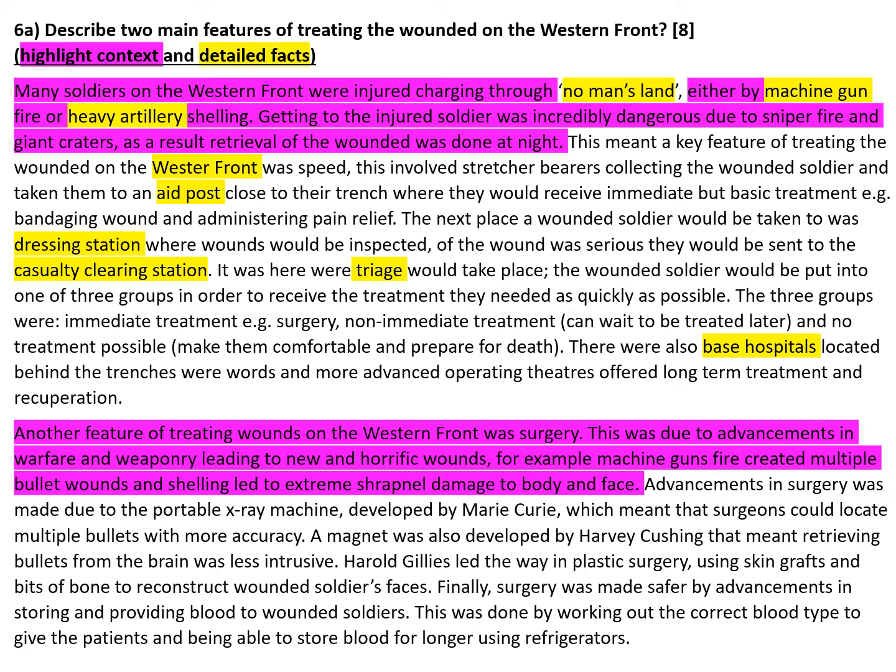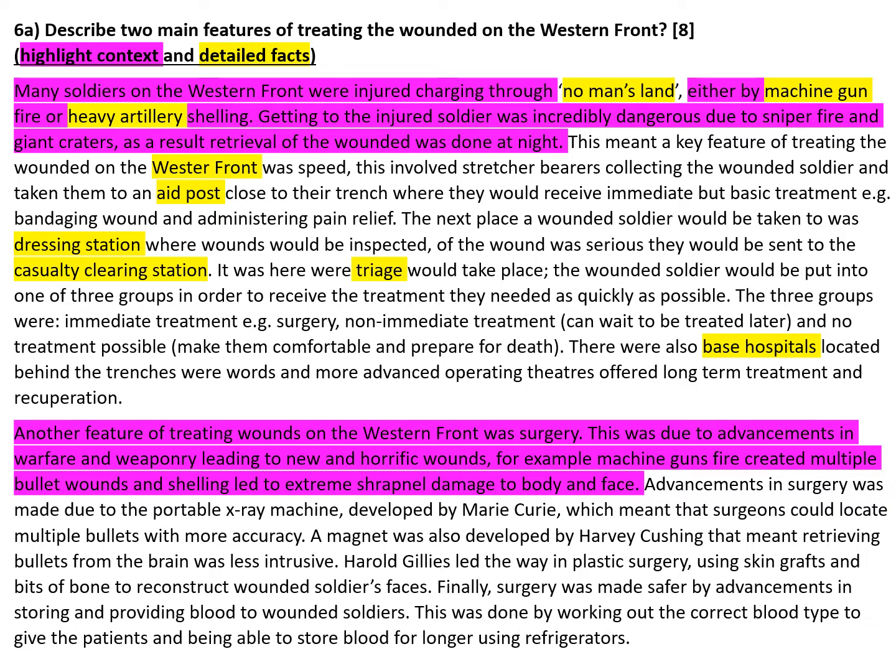So am I giving 2 examples? Am I using key terms? Am I using detailed facts? And am I providing context? So get yourself 1 colour for context, 1 colour for detailed facts. I've done the first one for you and I've done context for the second one for you. My top tip, like the outline question, is to always start with context, then give your example.